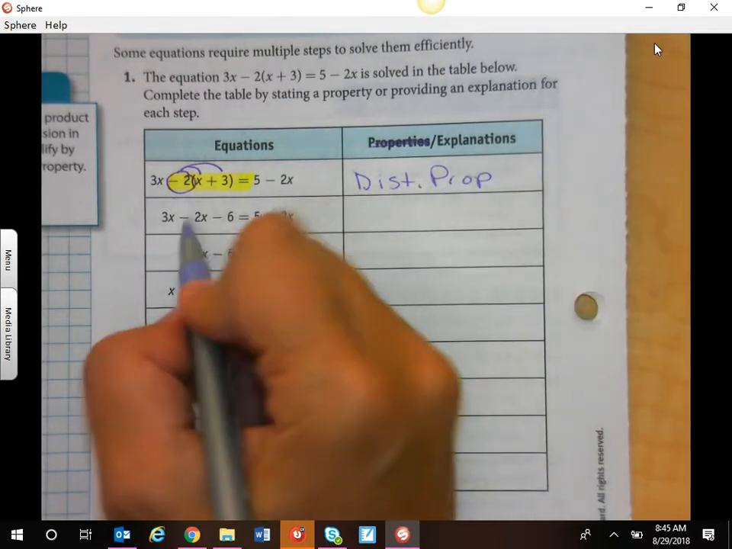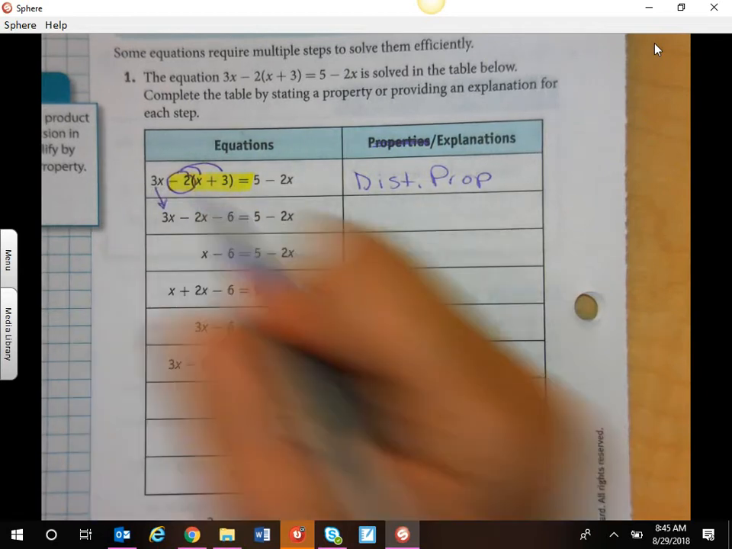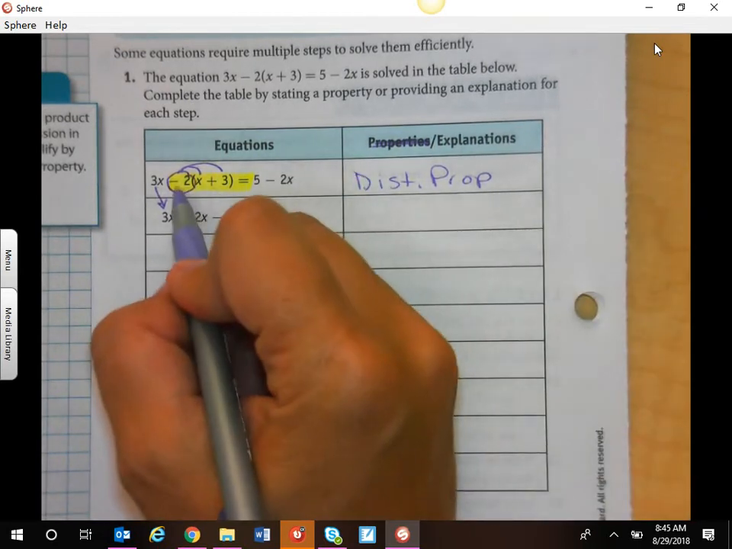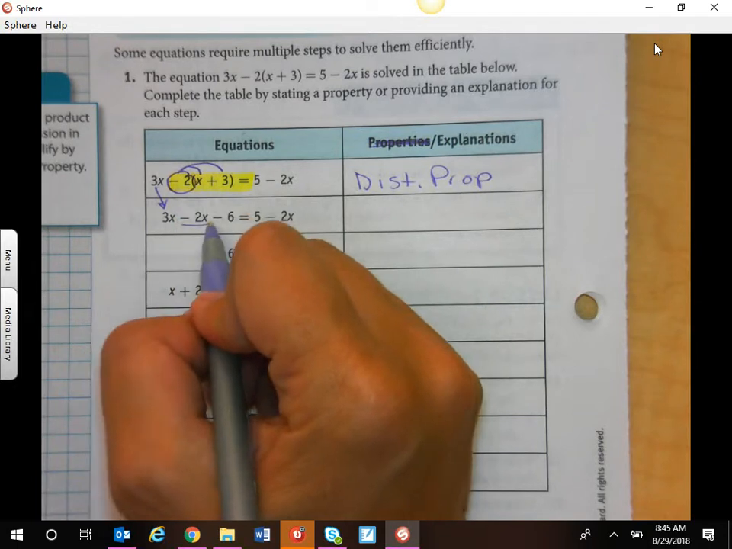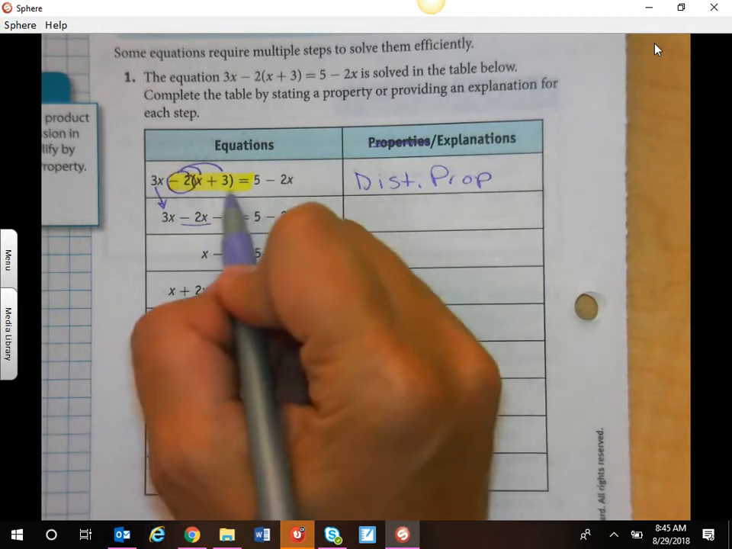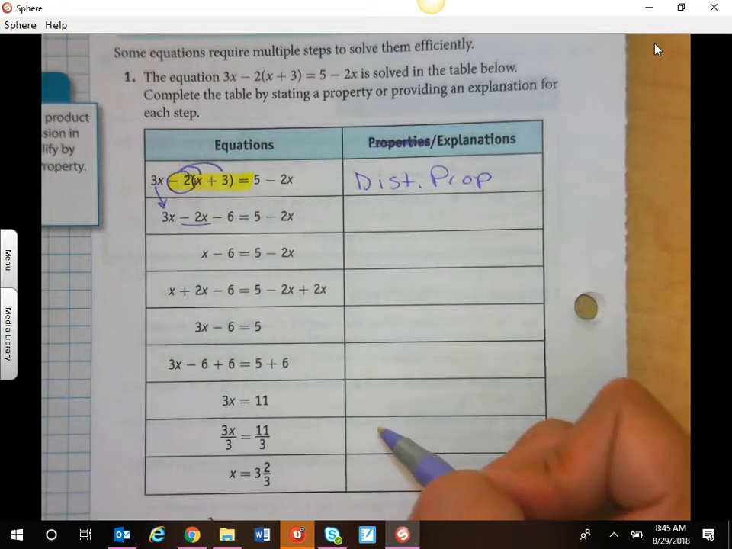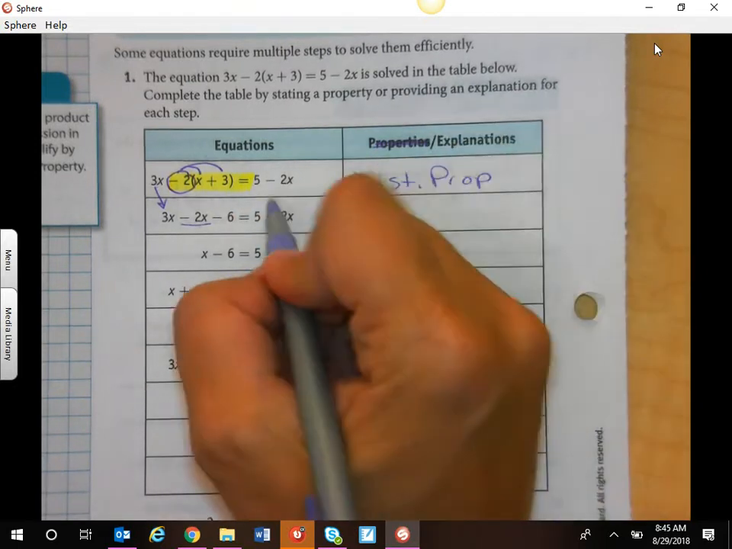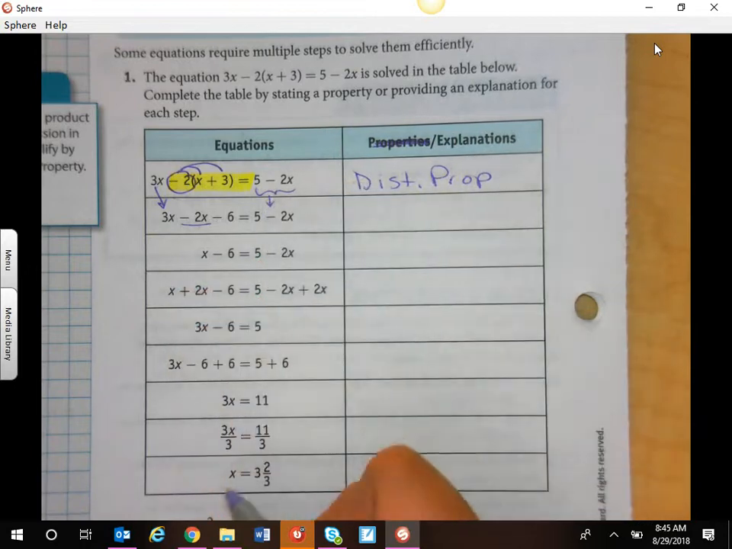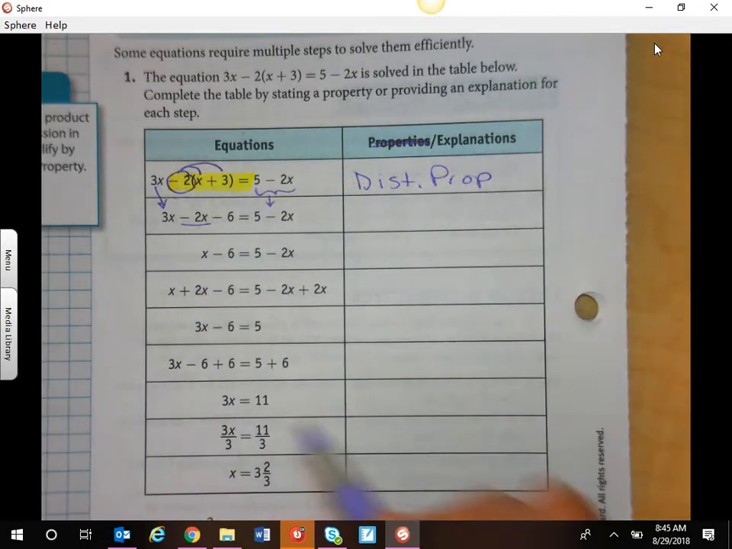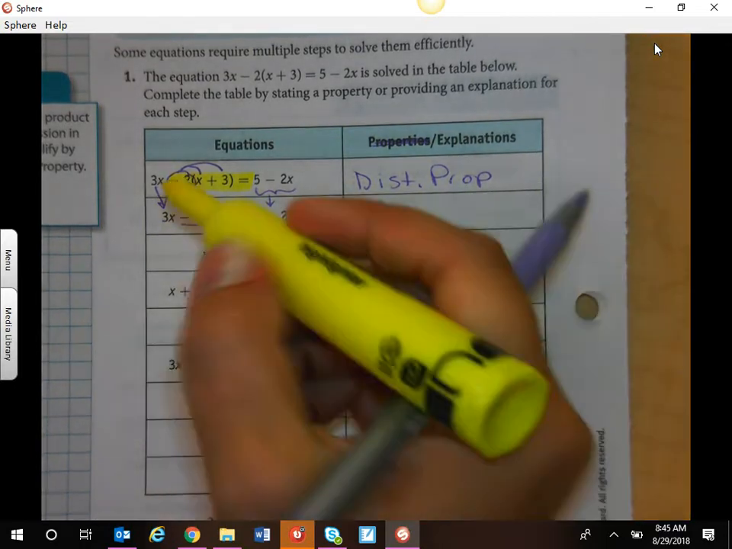And you can see when they did that, this 3x just came down. Negative 2 times x is negative 2x. We have negative 2 times 3 is a negative 6. Make sure you're careful with your signs. And then they just brought this whole piece down because we haven't done anything with it. So the next step is to collect like terms. We have like terms right here.